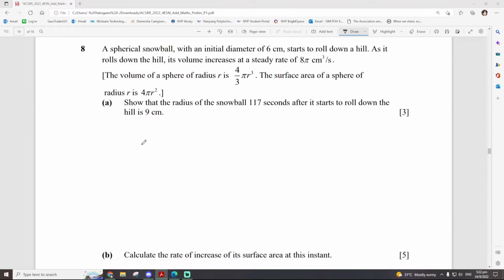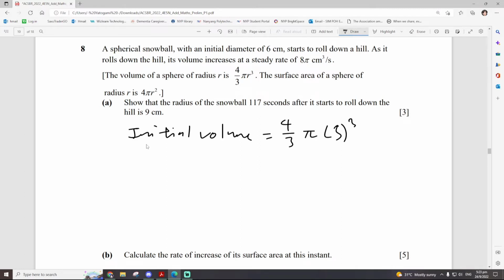Question 8. A spherical snowball, initial diameter is 6 cm, starts to roll on the hill. It increases its volume at a steady rate of 8 pi. Show that the radius of the snowball 117 seconds after it starts to roll down. So, initial volume. Do we need to find initial volume? Let's do that. The initial diameter is 6, so the radius is 3. So 4/3 pi 3 cubed, and this is 36 pi.